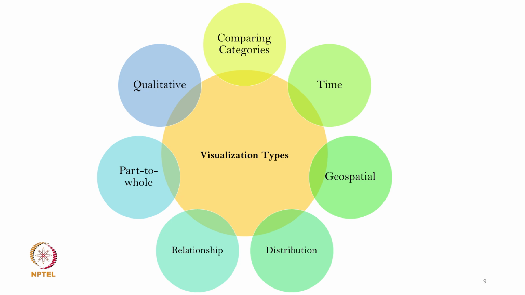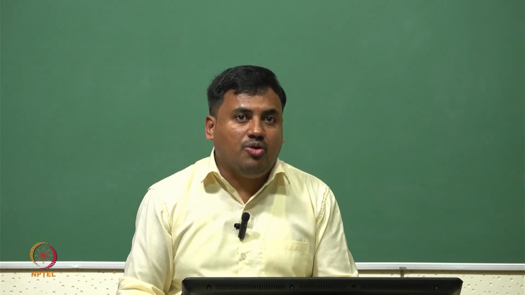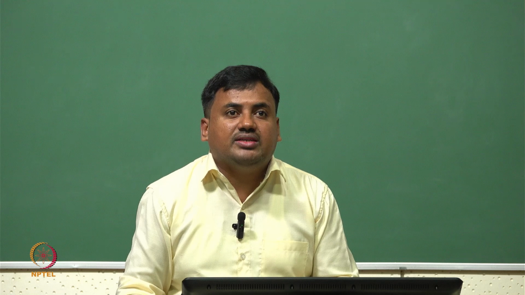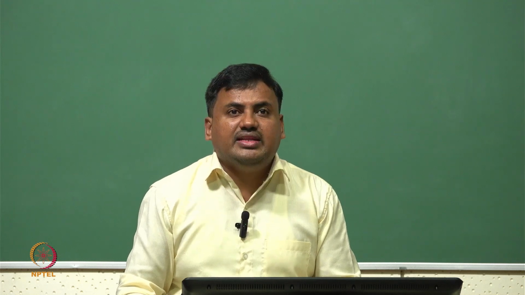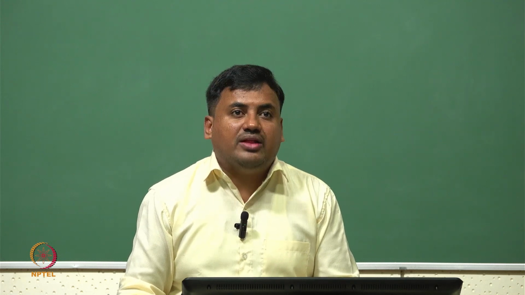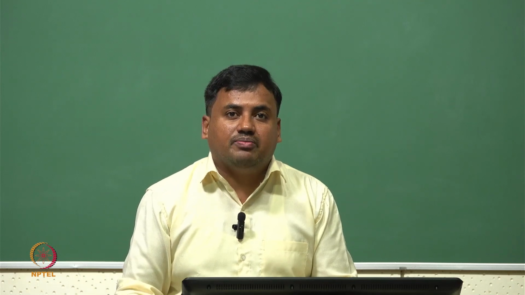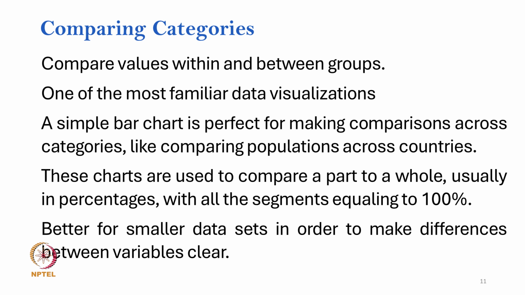Let us explore each type of data visualization and how many types of data visualization can be created under these broadly categorized types. The first category is comparing charts. When we say comparing category, it is used to compare the values between groups. When you have data with multiple variables, comparing categories charts can be used to distinguish the differences between the variables. These charts are used to compare the part as a whole, visually in percentage, with all segments equal to 100%.